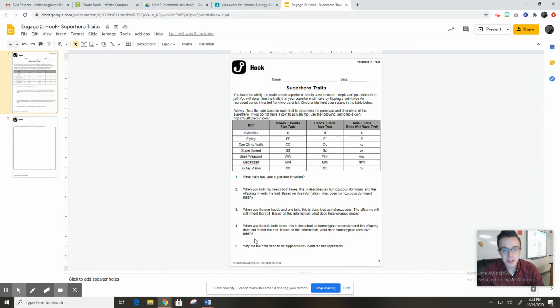So your superhero, here are the possible traits. They could have invisibility, flying, they could climb walls, use super speed, use weapons, which isn't really a superpower, but we're going to go with it. Mega size, meaning they can grow to super huge sizes, or use X-ray vision.